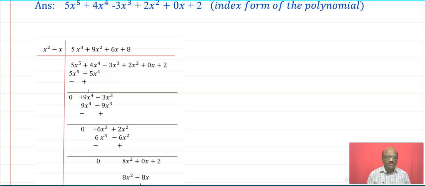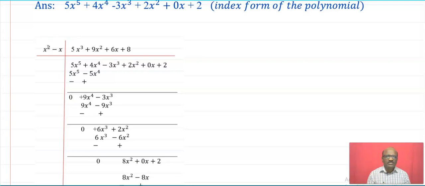Again see this here. The first term is 9x raised to 4. By which term should we multiply this x square to get 9x raised to 4? We should always consider the first term. That term is 9x square.